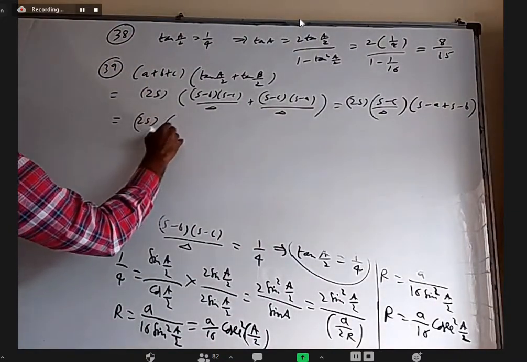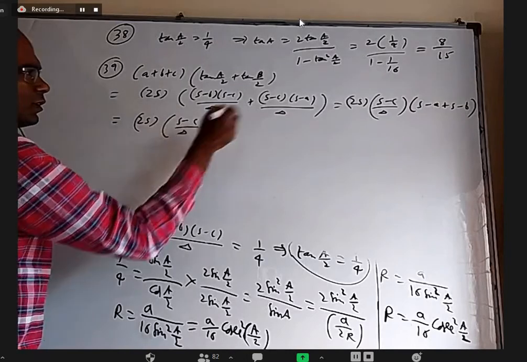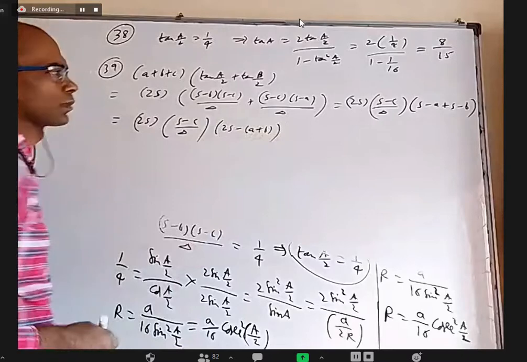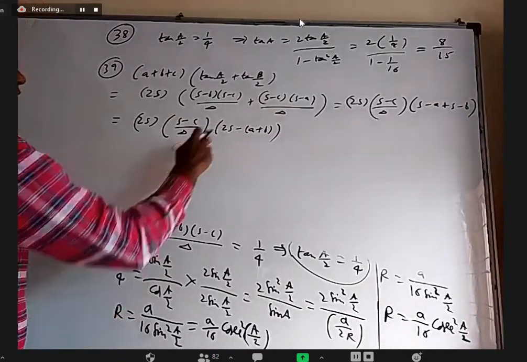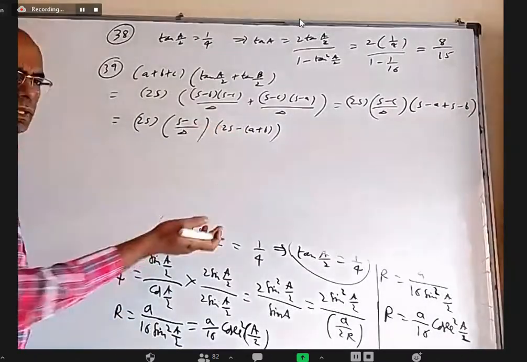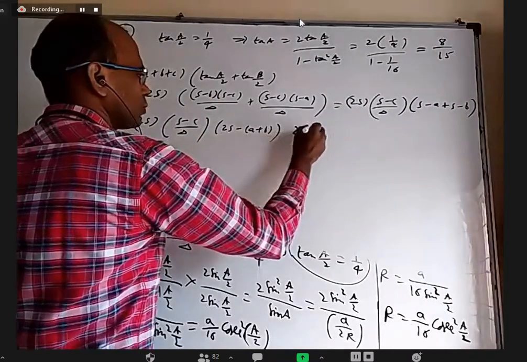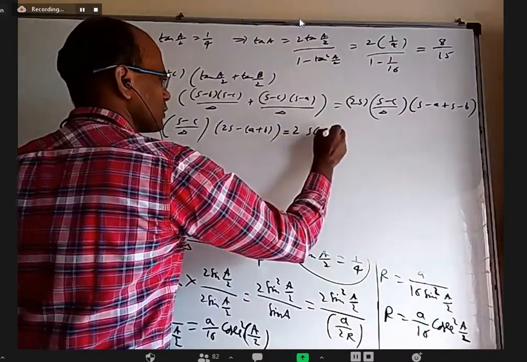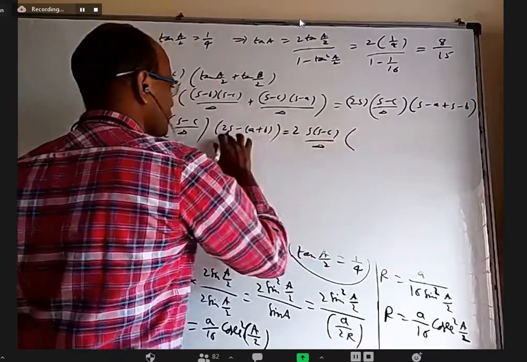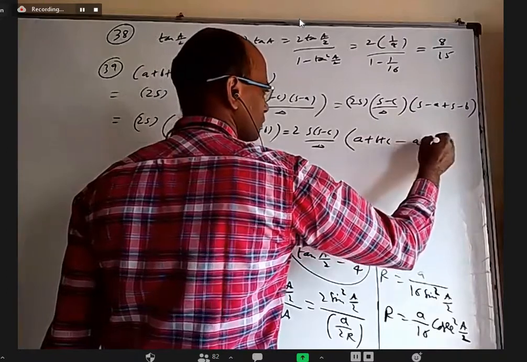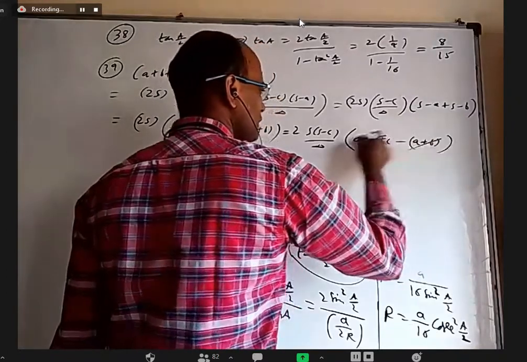Okay, 2s into s minus c by delta. This I can write as 2s minus a plus b. 2s minus a plus b means what actually? A plus b plus c minus a plus b. When you cancel a plus b, finally this will become c now.